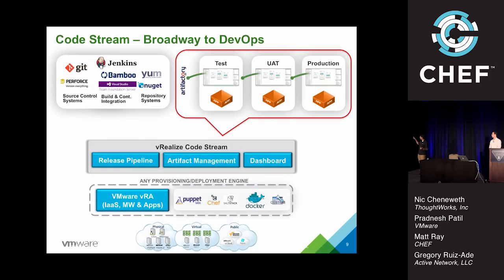And the underlying engine for vRealize CoreStream can be anything. If you want to use vRealize Automation, great, we are happy. But if not, if you want to use something else, you want to use Chef, you want to use Vagrant, if you want to use Docker, that's also possible. You can use it in that way as well.